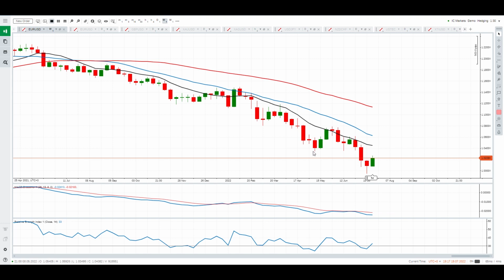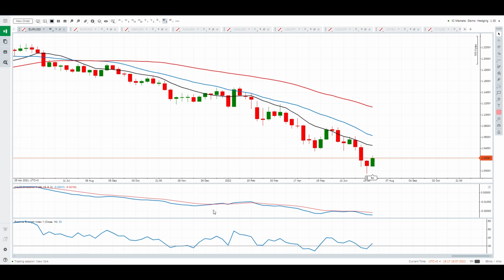Having a look here at euro dollar on the weekly, you can see this very rhythmical, cyclical behavior. And I believe what we're looking at here is the beginning of a retracement within this downtrend, which should see euro dollar head up towards 1.04 before potentially resuming the trend to the downside.